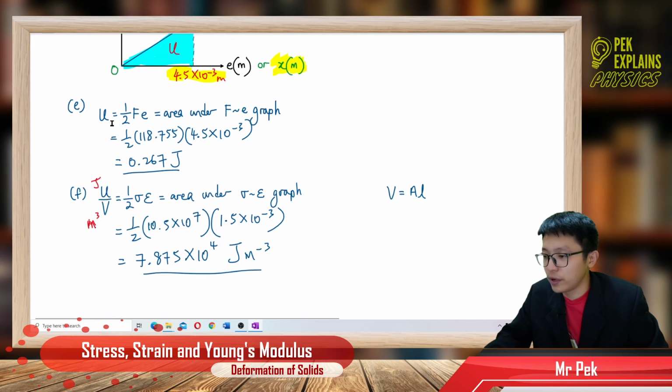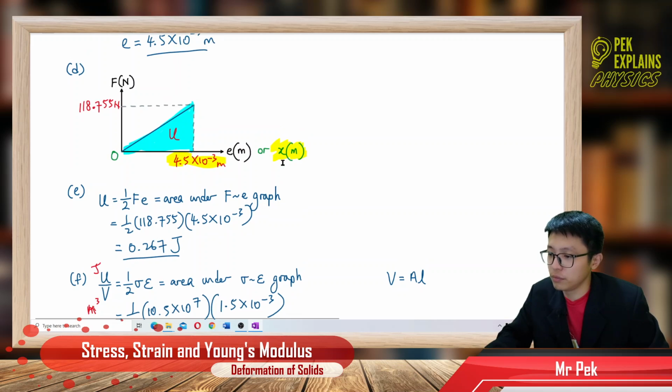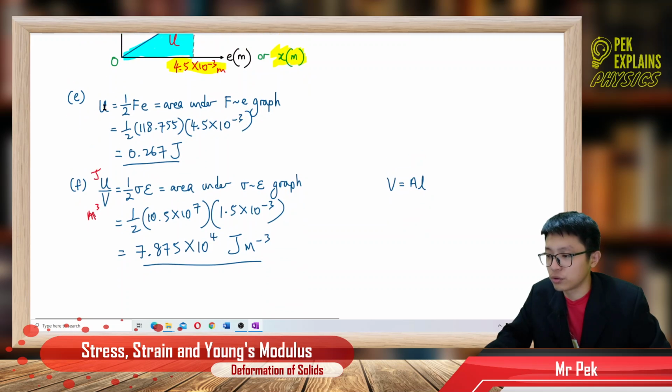There is another way to find the strain energy if this force-elongation graph is not drawn or not provided. There's another way to find the strain energy straight away from the stress-strain graph. From this formula, strain energy per unit volume is half stress times strain. This value is the strain energy per unit volume. So what you have to do is just find the volume.